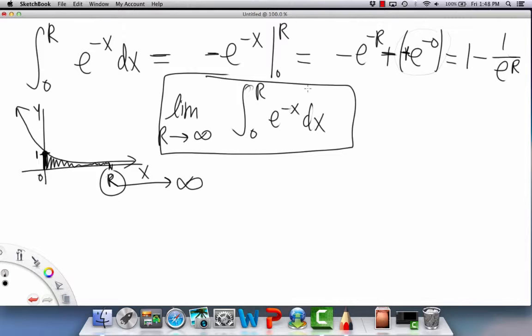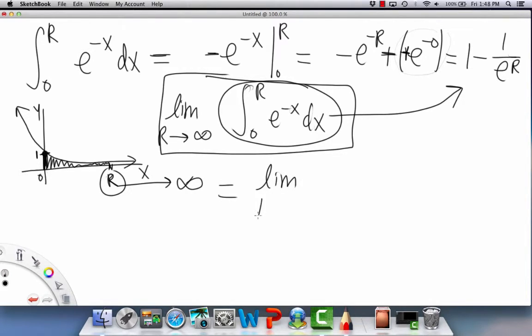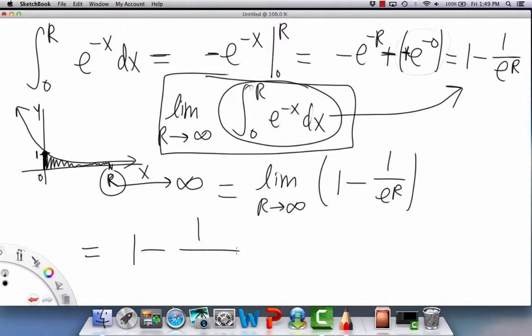As you can see, we already calculated the integral, so we can just plug that in. This limit is still the limit as r goes to infinity, and we plug in 1 minus 1 over e to the r. From here we can just plug in r to evaluate the limit. So we get 1 minus 1 over e to the infinity. And as we know, e to the infinity is just going to be infinity on the bottom, right?